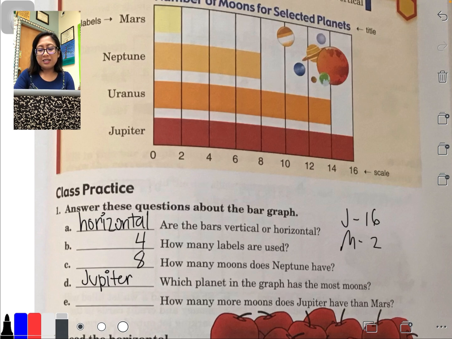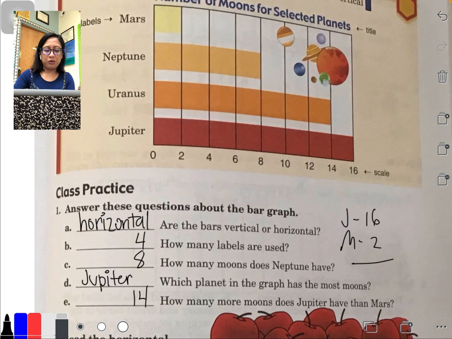So it's 16, take away 2. I can do that. Here's 2. I'll count down from 16: 16, 15, 14. So it only has 14 more moons. Mars only has 2. Well, Earth only has 1. All right? So that's how you read a bar graph.